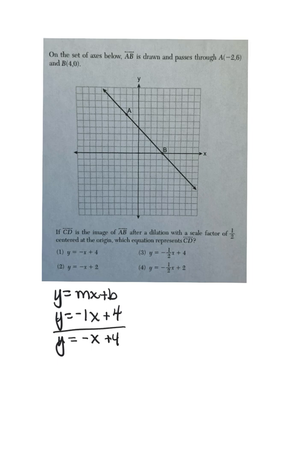Now this is the equation of the line that you see in the graph. Now they want you to take it and dilate it with a scale factor of 1/2. So remember, when you're dilating with a scale factor of 1/2, everything stays the same except the y-intercept. So we're going to take that 4 and we're going to cut it in half. So that would be plus 2. And there's your answer.